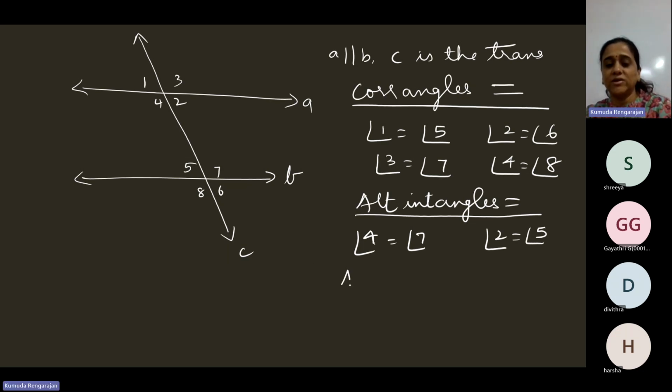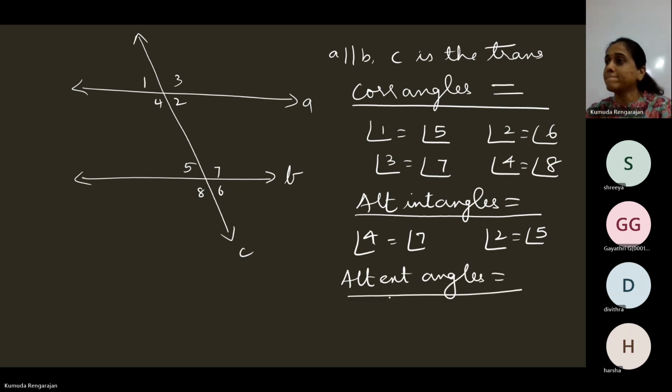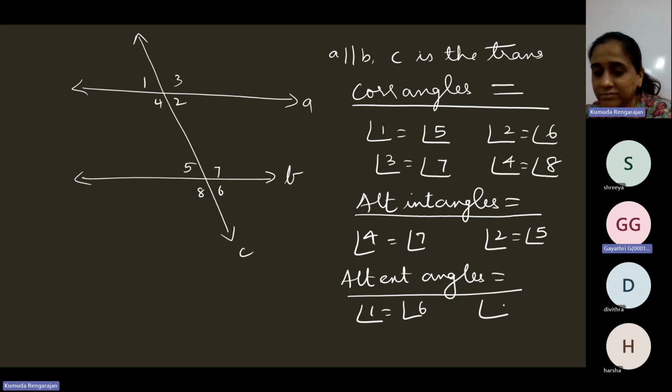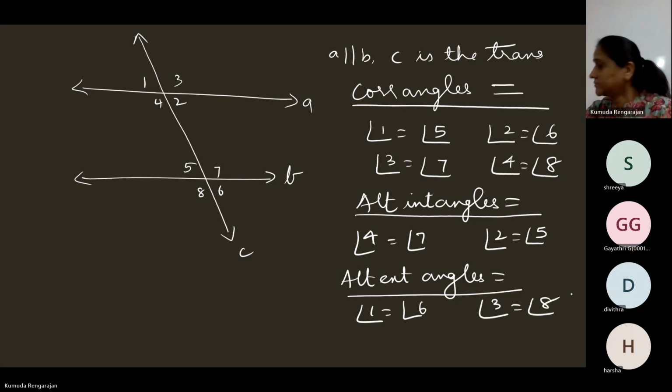Now, alternate exterior angles are equal. Correct? Angle 1 and angle 6, then angle 3 and angle 8. Correct?